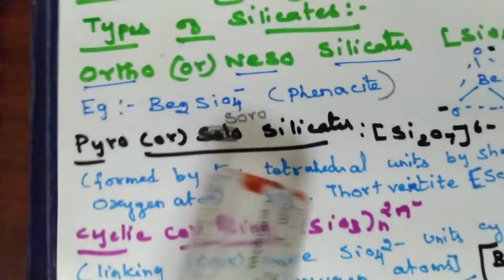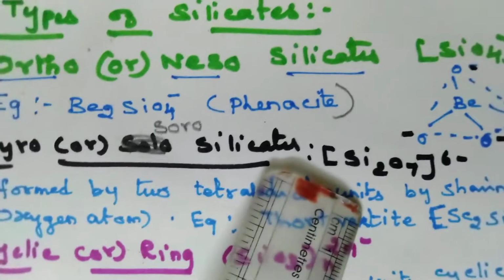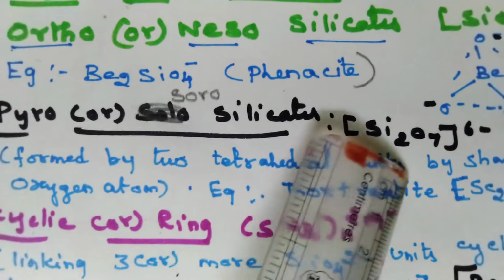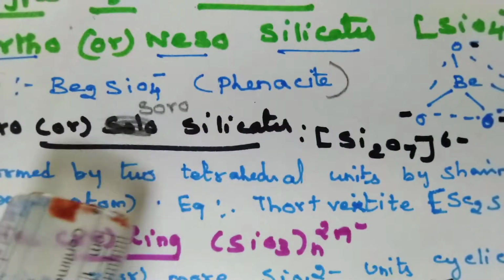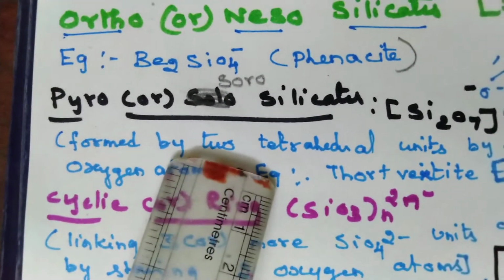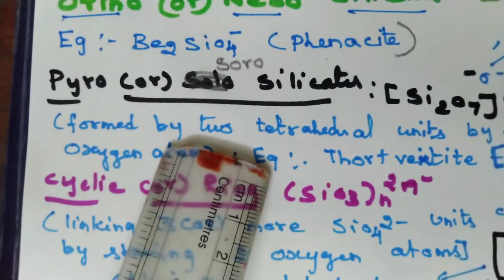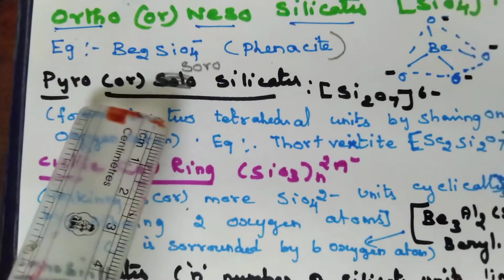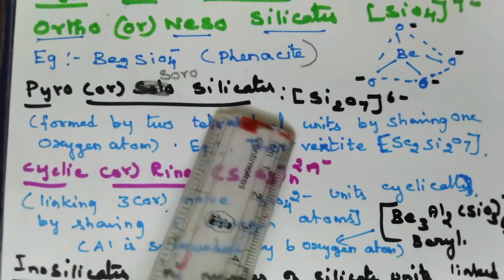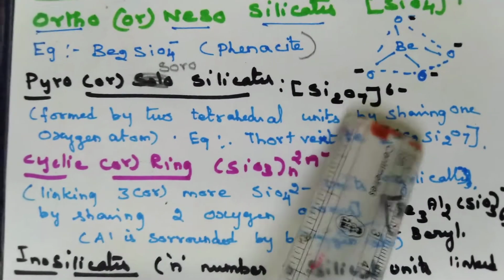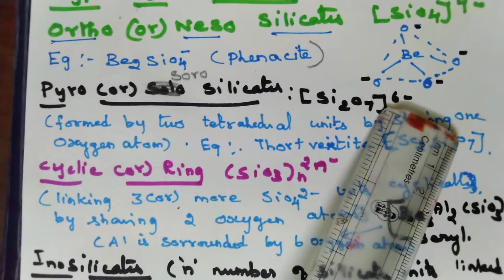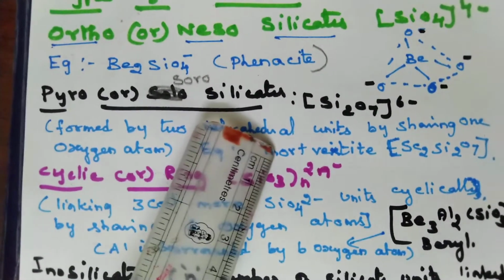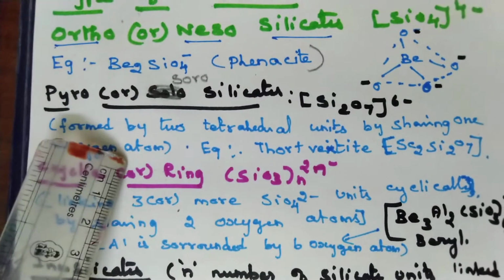Another one, pyro or sorosilicates. Its general formula is Si2O7 6-. This is one type of silicate formed by linking 2 tetrahedral units by sharing only one oxygen atom. Listen very carefully. Pyro or sorosilicates, the general formula is Si2O7 and it carries 6 negative charges. These are formed by 2 tetrahedral units linked by sharing 1 oxygen atom.